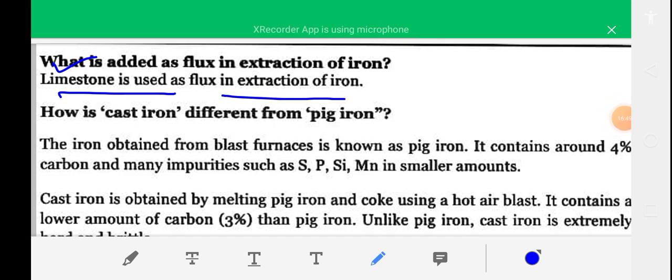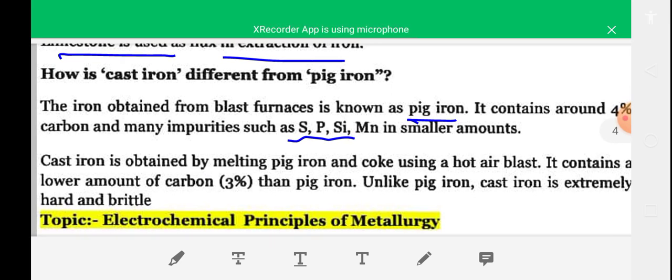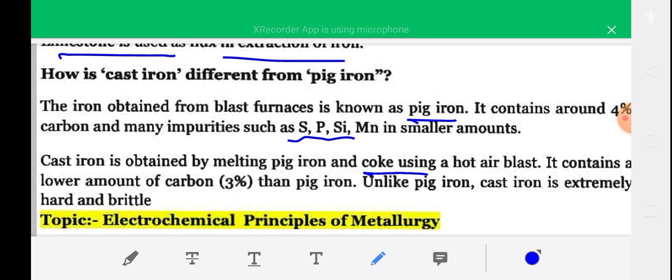So I was telling how is cast iron different from pig iron. The iron obtained from blast furnace is known as pig iron, and it contains about 4% of carbon. And many impurities are there such as sulfur, silicon, phosphorus, manganese. Okay, so to obtain cast iron from pig iron you have to remove the impurities. Cast iron is obtained by melting pig iron and coke using hot air blast, and it contains a lower amount of carbon, 3% carbon, than pig iron. Okay, and unlike pig iron, cast iron is extremely hard and brittle.